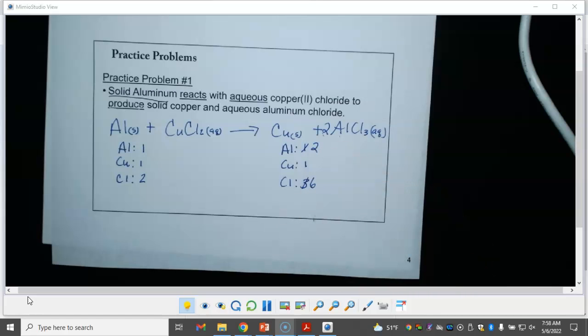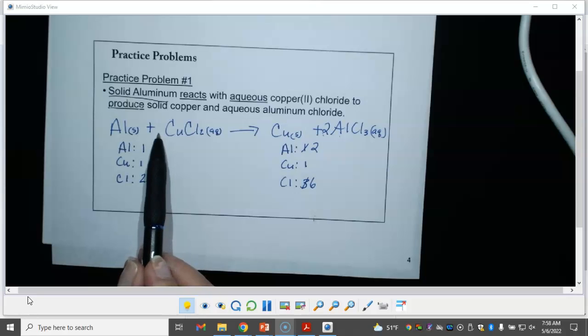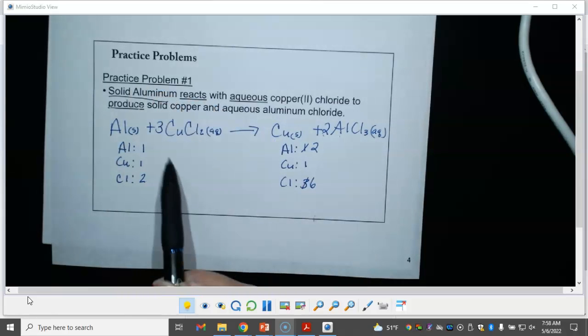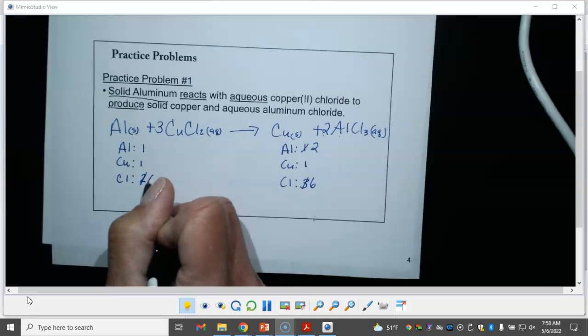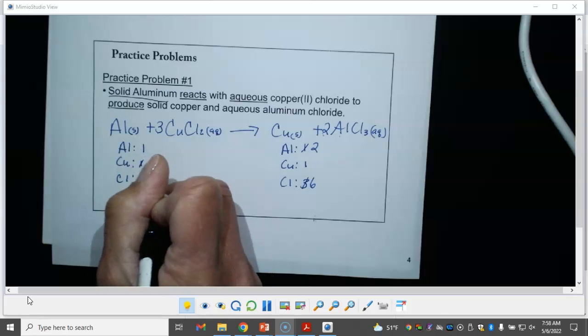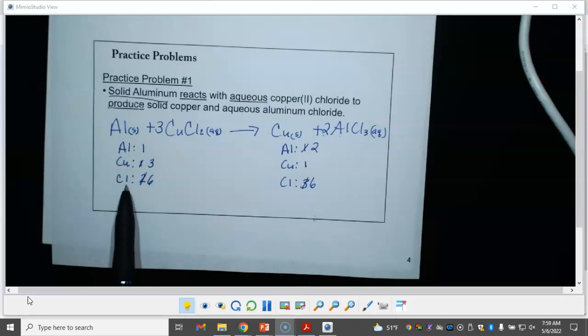So now let's move to the other side. Let's go ahead and fix chlorine. Coefficient that goes in front of the copper 2 chloride. What am I going to put here? I'll put a 3 here. That changes my chlorine. 3 times 2 is 6, so that's great. But that also changes my copper to 3. While I'm on this side, let's go ahead and fix aluminum. If I have 2 aluminum here, I have to have 2 aluminum here. I'm going to put a coefficient of 2.